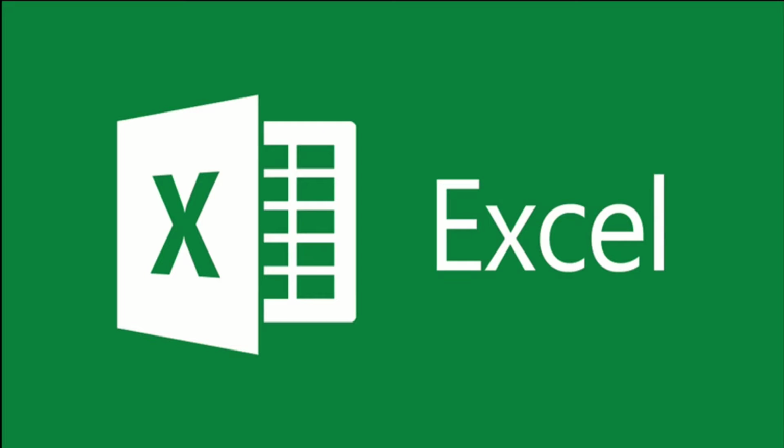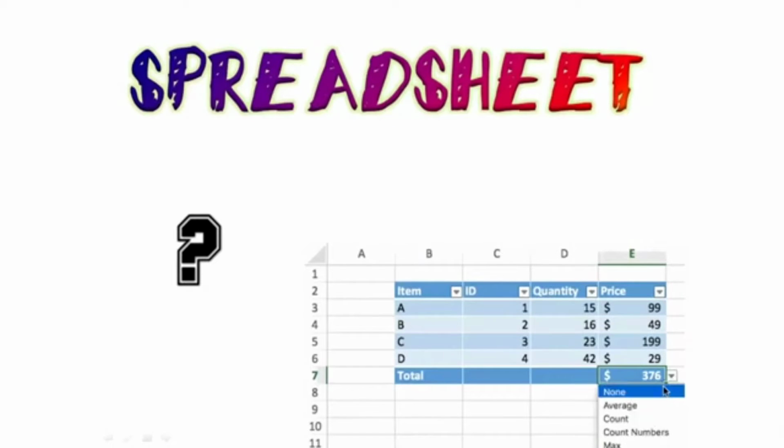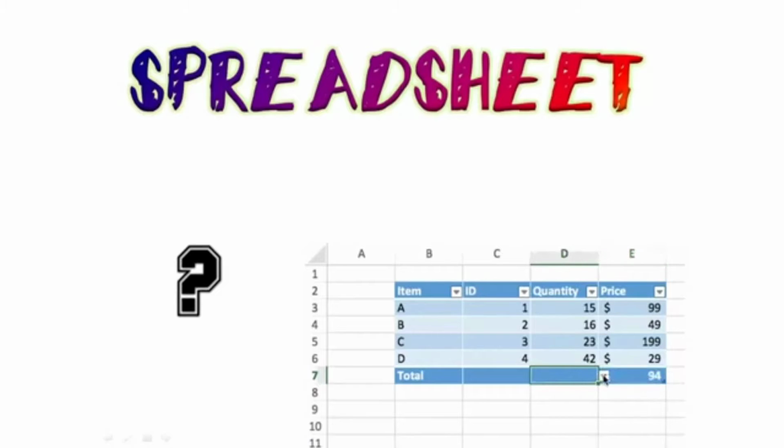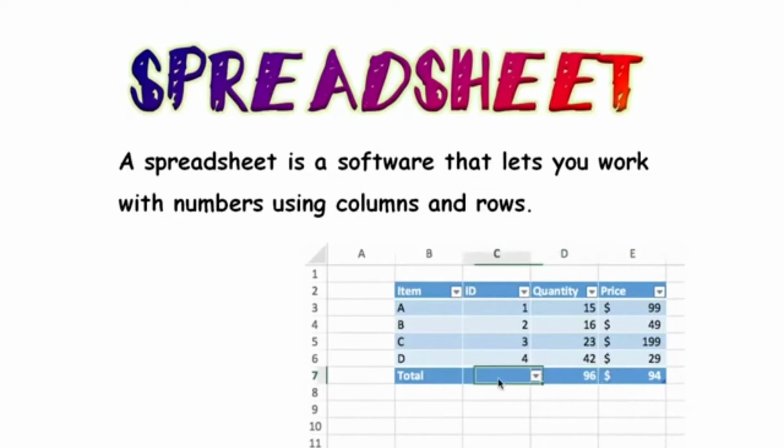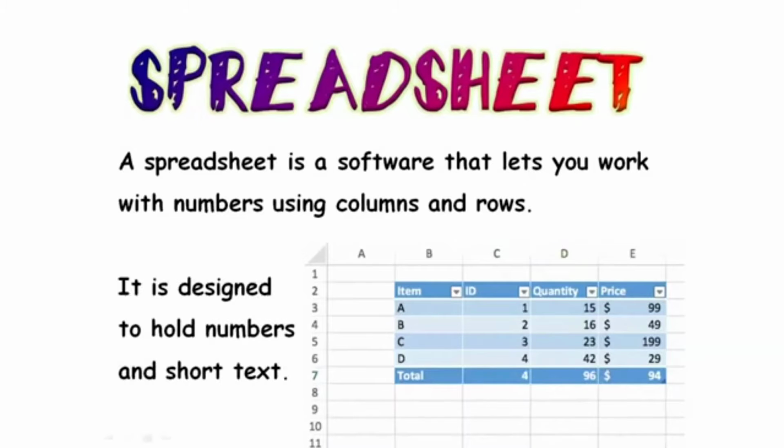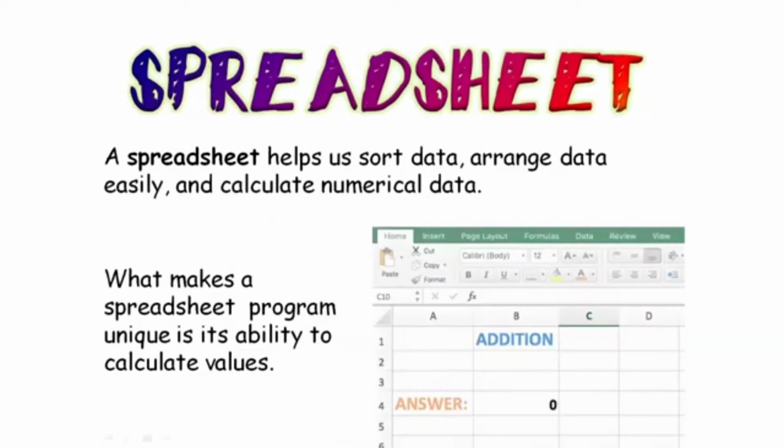Now let's learn about Microsoft Excel. Microsoft Excel is known as a spreadsheet. So what is that? A spreadsheet is a software that lets you work with numbers using columns and rows. It is designed to hold numbers and short text. A spreadsheet helps us to sort data, arrange data easily, and calculate numerical data. What makes a spreadsheet program unique is its ability to calculate values.